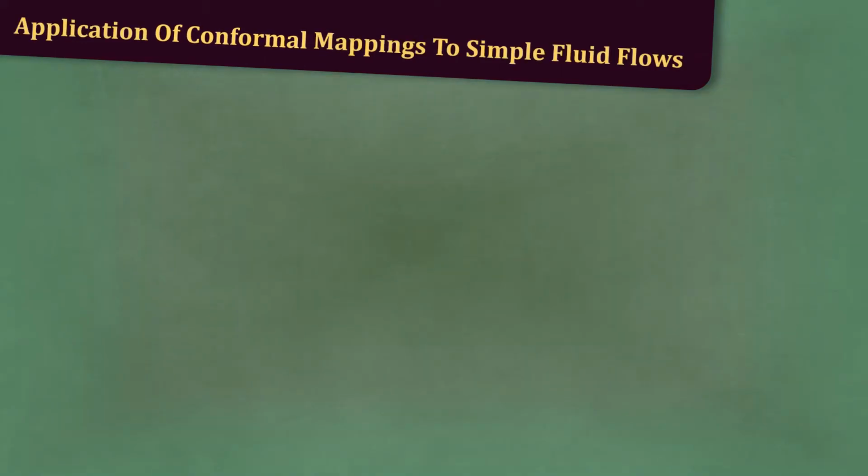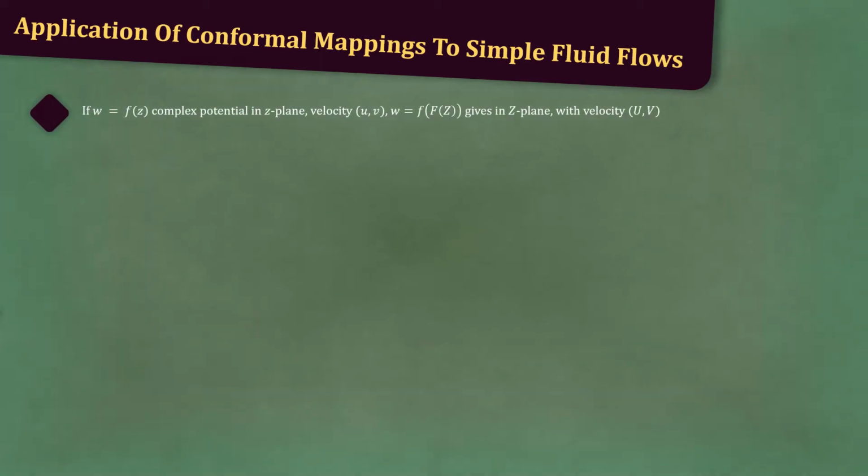Next, let's consider an application of conformal mappings to simple fluid flows. If W equals f of z, which is a complex potential for a flow in the lowercase z plane with velocity u, v, then W equaling f of capital Z gives a possible flow in the capital Z plane with velocity components capital U, capital V.